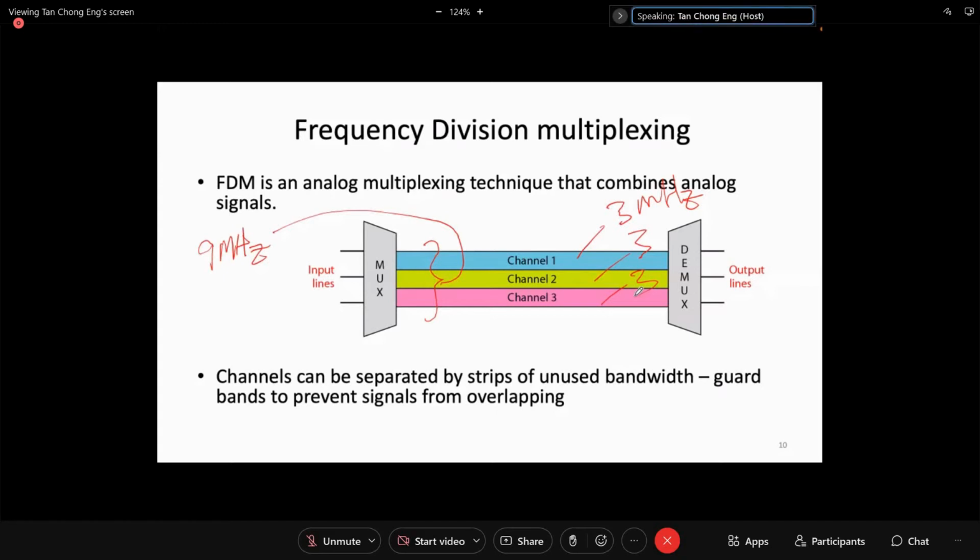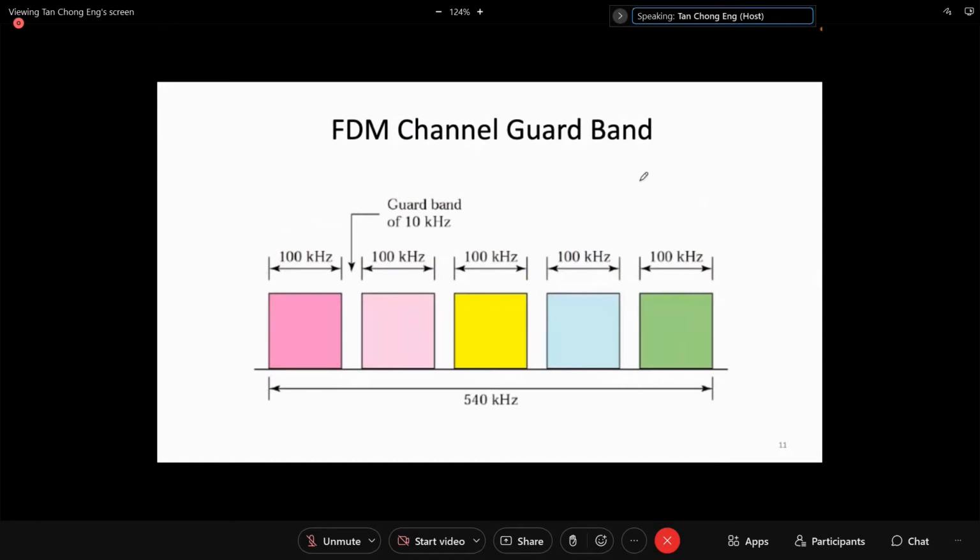And then if you look at this diagram here, it is even easier for you to understand. If you look at this one, this whole piece is 540 kilohertz of bandwidth for that particular physical link. So it's being divided into 1, 2, 3, 4, 5, so it's actually 5 different channels. Each channel will take 100 kilohertz, 100, 100, and so on. So it's altogether 5, but your total bandwidth is going to have 540.